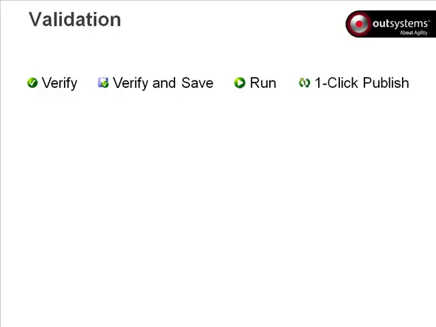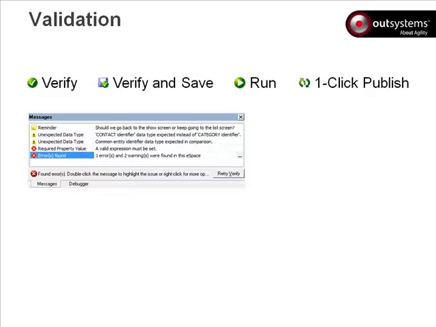Verify and save, run, and one-click publish are multi-step operations, and verify is the very first step of each of them. If it fails, the operation is immediately cancelled. During the validation, messages will be displayed in the lower pane, the one in the bottom of your workspace. You can hover them to read the full message if it's too long.